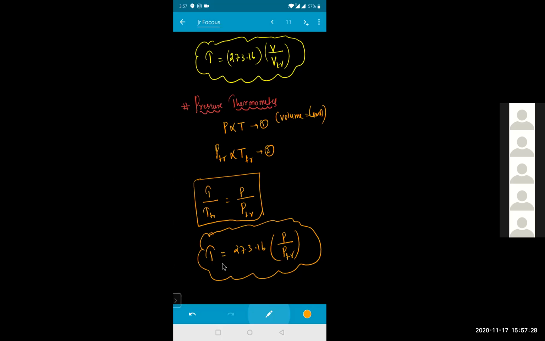For competitive examinations, the formula has to be remembered. The temperature of the triple point we know is 273.16, so we put that value here, and P by P of the triple point is kept as it is. So this will be your basic formula for us. Is it clear to everyone? Is it clear for everyone? Yes, sir. Okay.